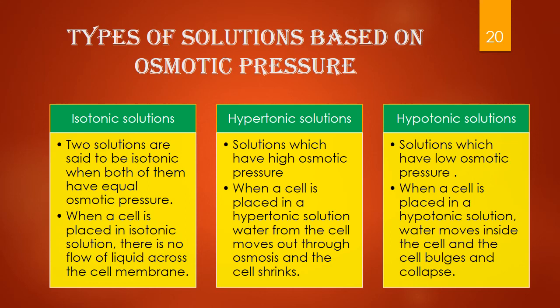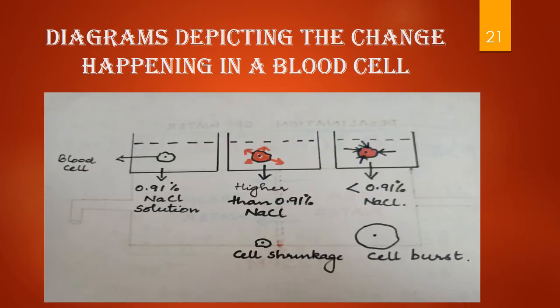Why we have discussed this is to understand what happens when we are taking intravenous injections. Here we find that the blood cell has a concentration which is equal to 0.91% sodium chloride solution. So when we place a blood cell inside 0.91% sodium chloride solution, the cell will remain the same size. That is, no water is going out from the cell or getting into the cell.